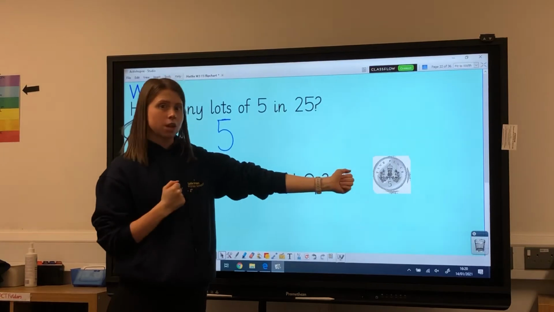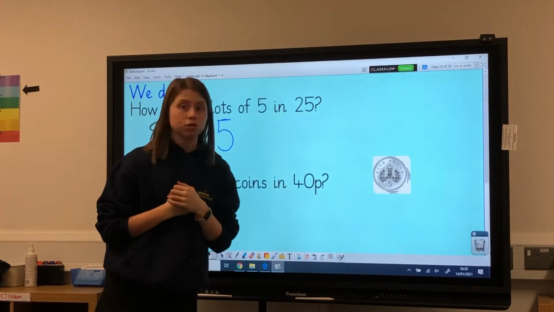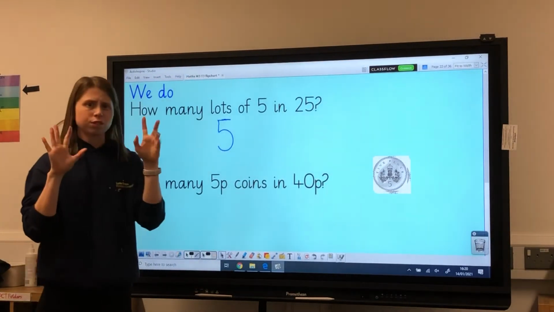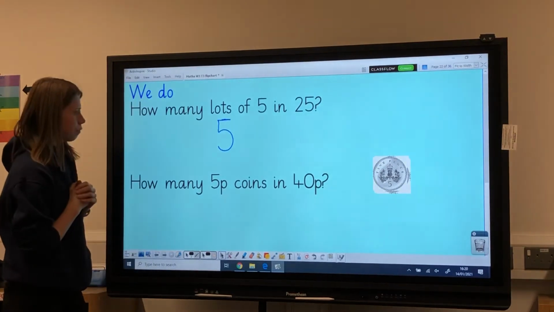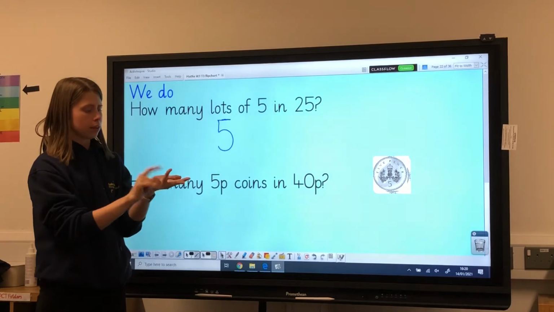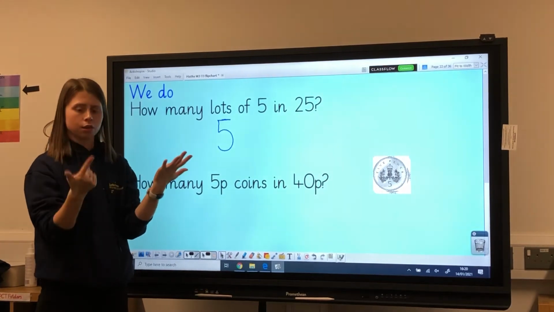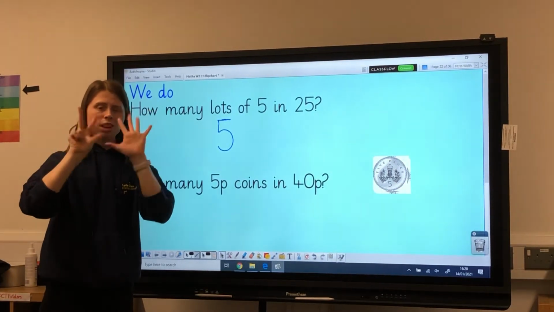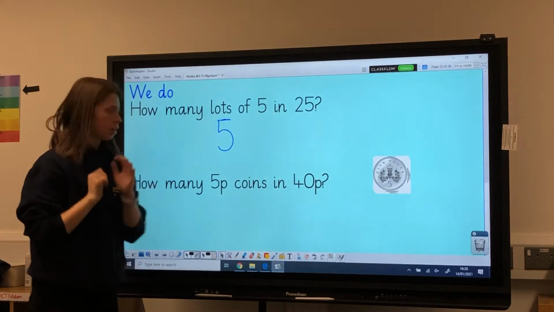So if you've got some 5p's at home lying around, then you might be able to use those to help you. Okay, so we do it on our fingers first together. Let's see how many 5s are in 40. 5, 10, 15, 20, 25, 30, 35, 40. There are 8 5s in the number 40.